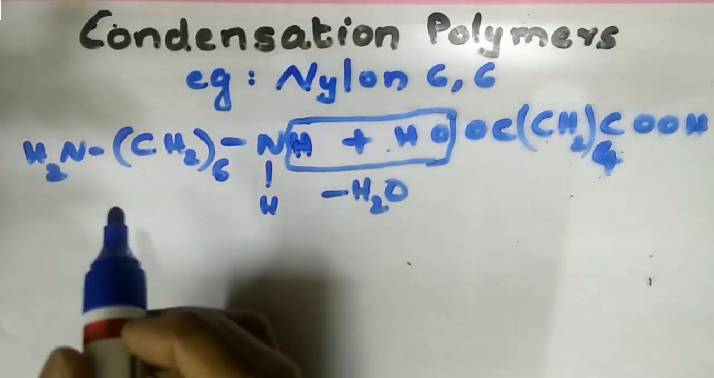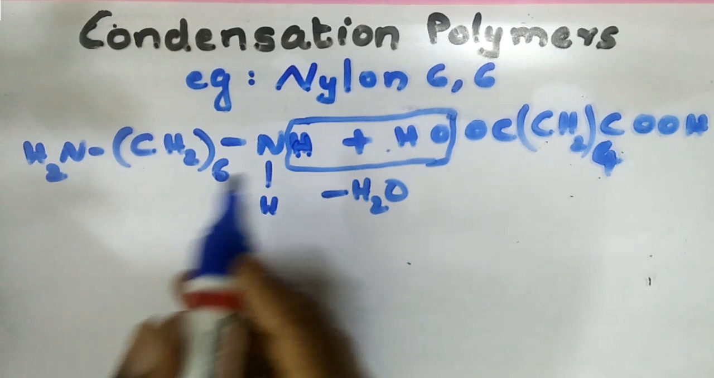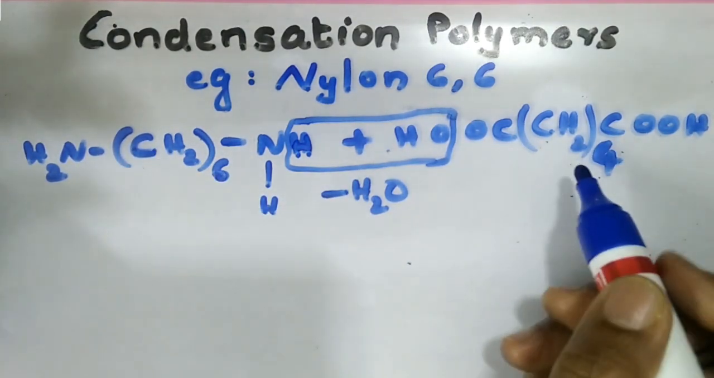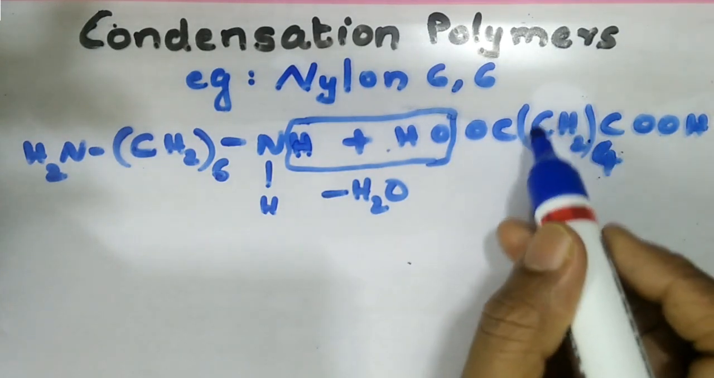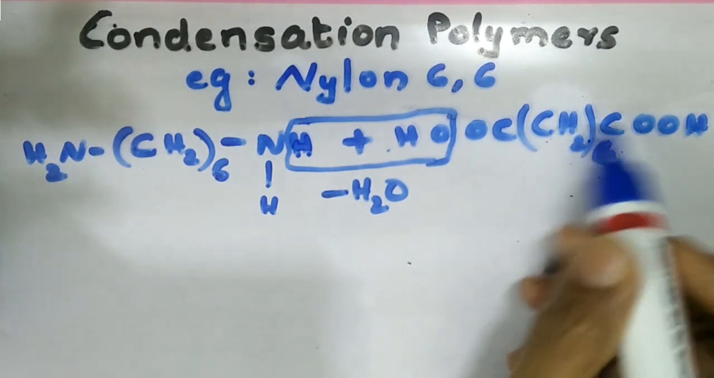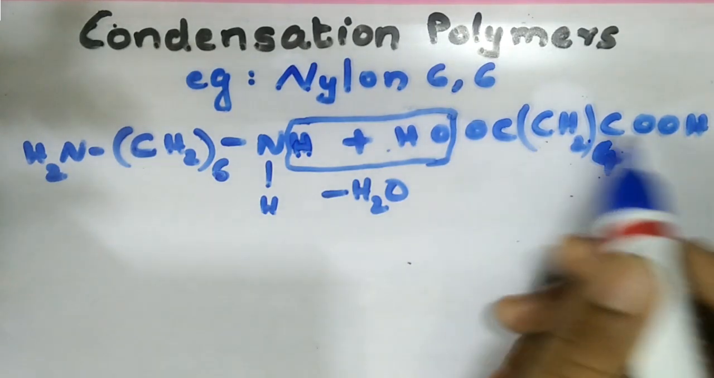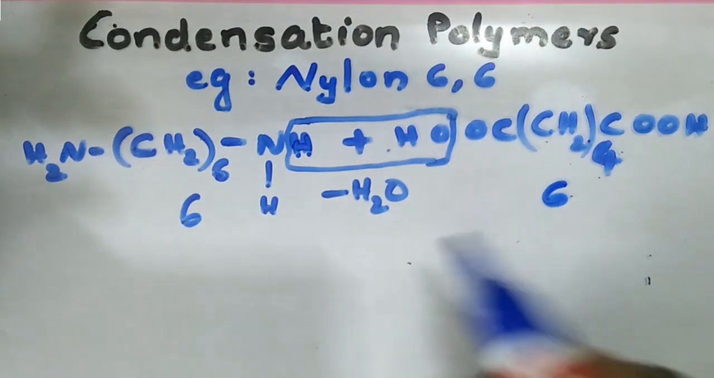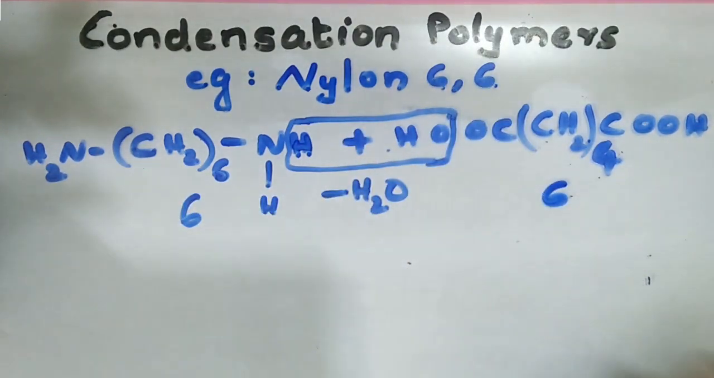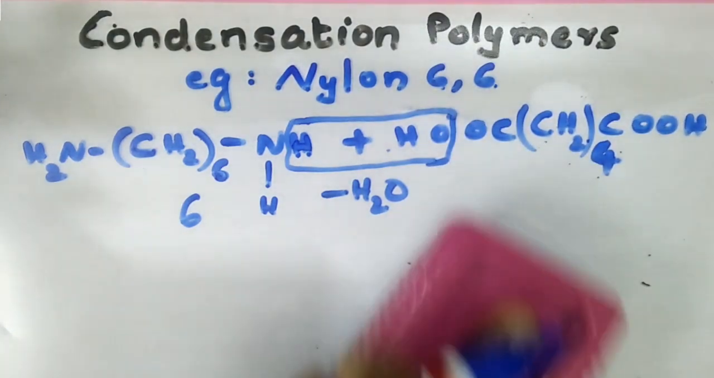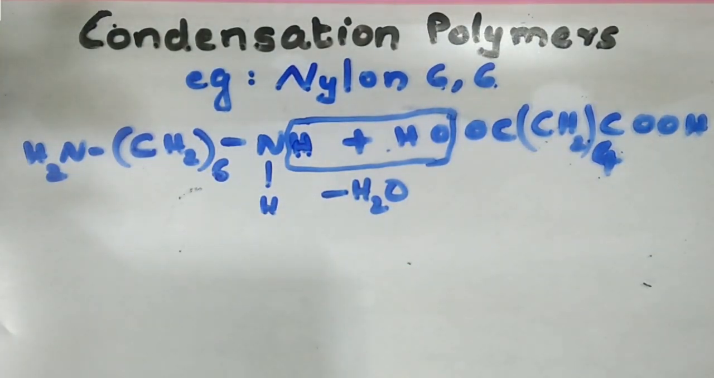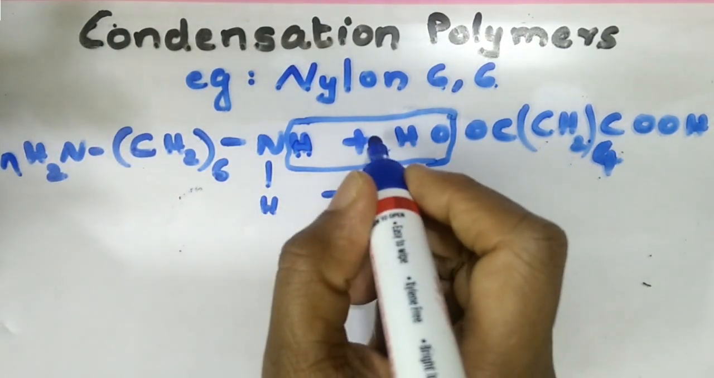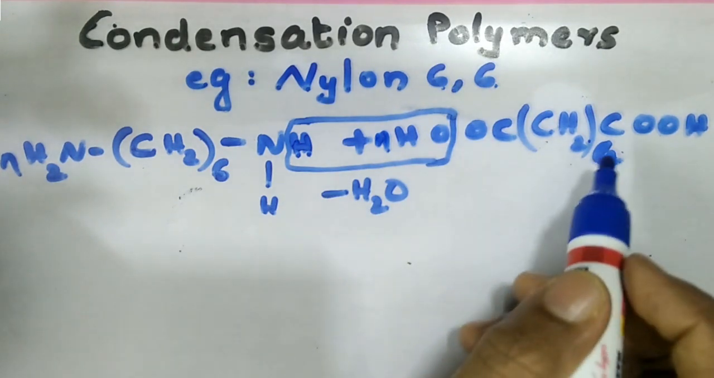One more thing I have to tell you, that in hexamethylene diamine 6 carbon atoms are there. And here 4 carbon atoms as methylene group and 2 carbon atoms from carboxylic acid group. Here also 6. That is why you are getting the product nylon 6,6. Clear, no? So n molecule of hexamethylene diamine and n molecule of adipic acid.